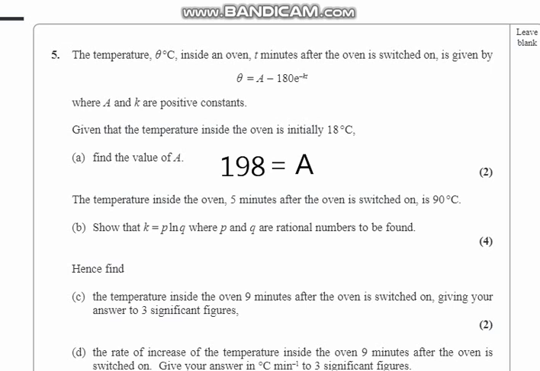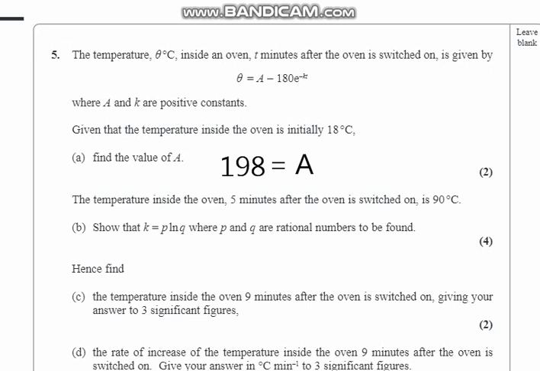Moving on to the b part. The temperature inside the oven 5 minutes after the oven is switched on is 90 degrees Celsius. Show that k equals p ln q, where p and q are rational numbers to be found, and that's 4 marks. So a little bit of working here. Again, as usual, we'll plug in the values, do a bit of substitution here and there, and get the k value done.